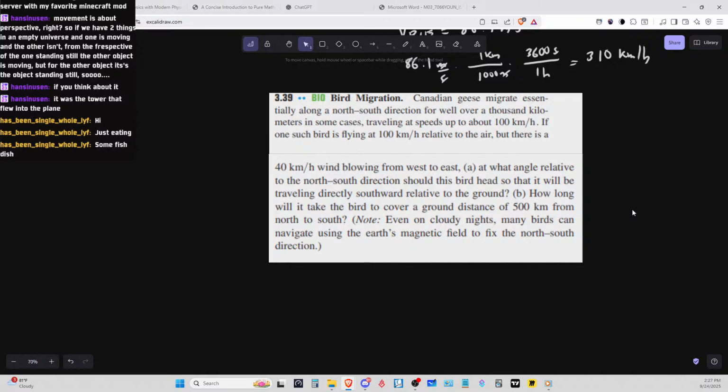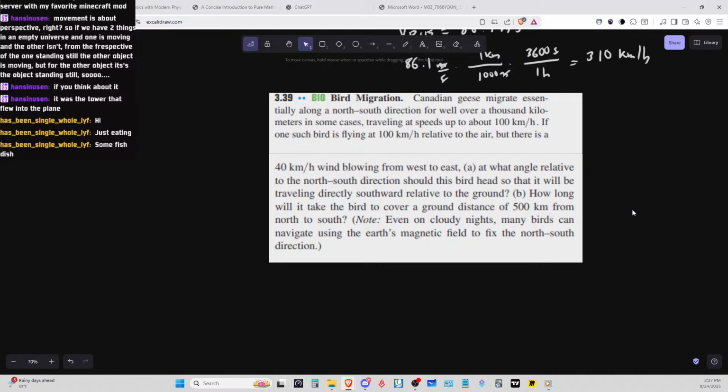Okay. How long will it take the bird to cover a ground distance of 500 kilometers from north to south? Even on cloudy nights, many birds can navigate using the Earth's magnetic field to fix the north and south direction.